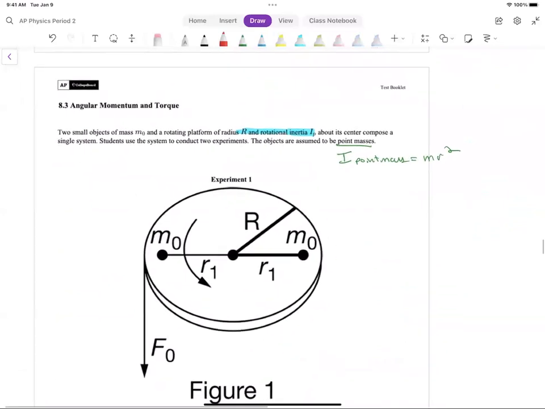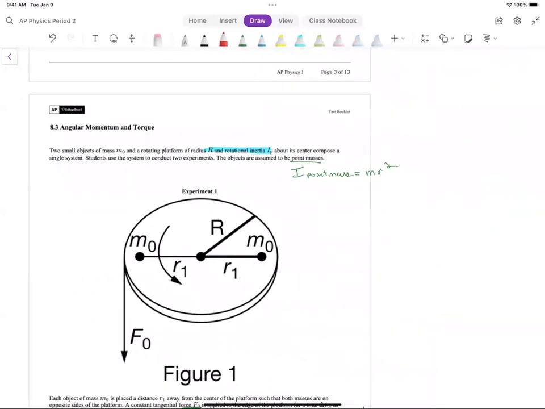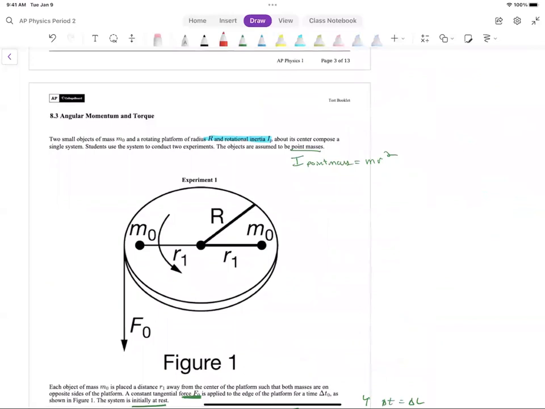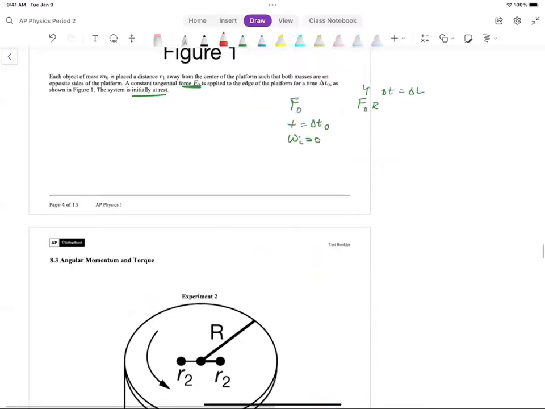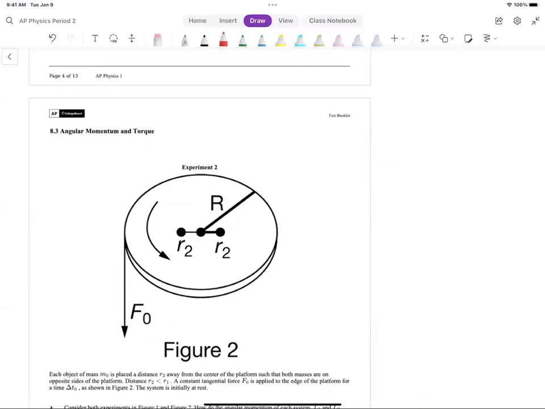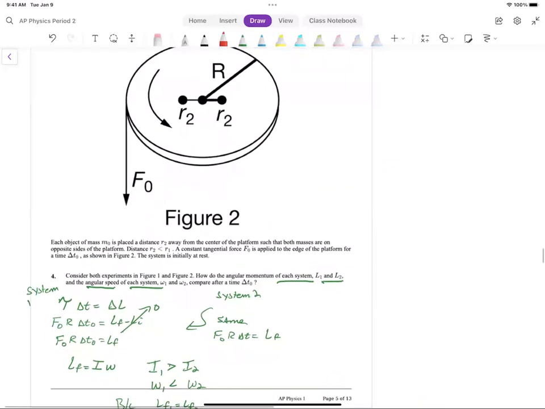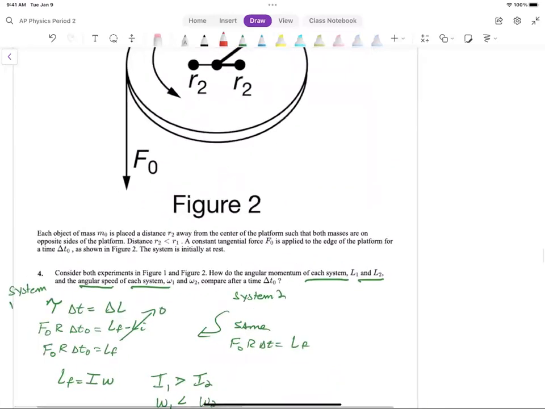All right, this one, I hate the way they lay this out, but anyway, I have this known I, I have the radius. I'm going to put 2 pieces of clay on the edge at R1. And then I'm going to do it again, except this time at R2. Okay. And so now what they want to know, consider the 2 pictures.